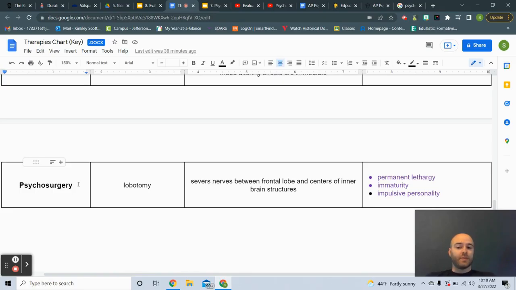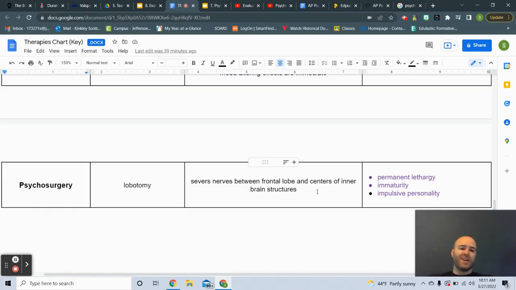The most famous type of psychosurgery, which really isn't used much at all today, was lobotomies. This is where they would sever nerves between your frontal lobe and the centers of your inner brain structures, which would greatly change your personality: permanent lethargy, impulsive personality, immaturity. It's a very controversial thing because they didn't really understand what they were doing at the time.